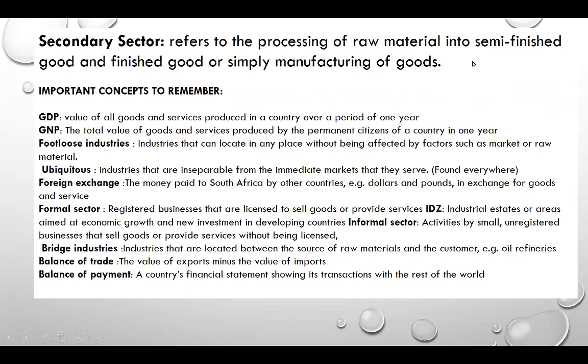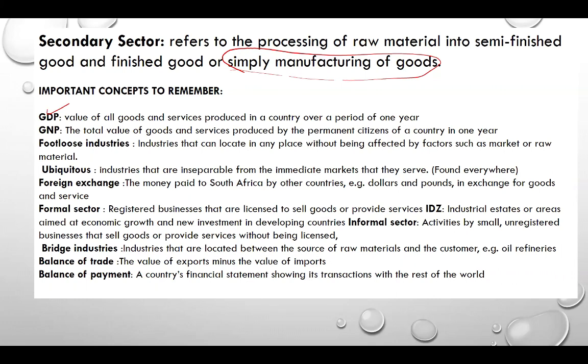Okay, now we're looking at the secondary sector, which refers to the processing of raw material into semi-finished goods and finished goods, or simply it is the manufacturing of goods. So I'll advise everybody to go for this: manufacturing of goods or processing of raw material into finished goods. So that is our secondary sector. There are very important concepts that you need to know. Number one is GDP. What does GDP stand for? You have to know that it stands for gross domestic product.